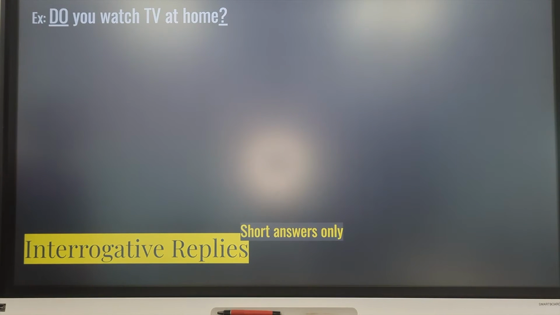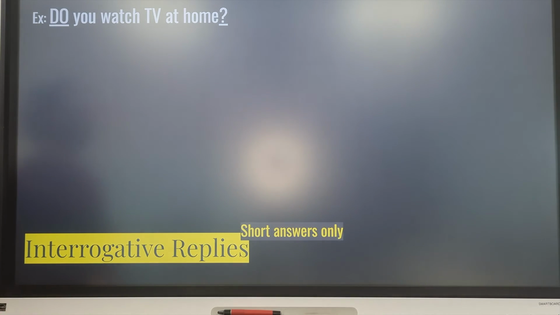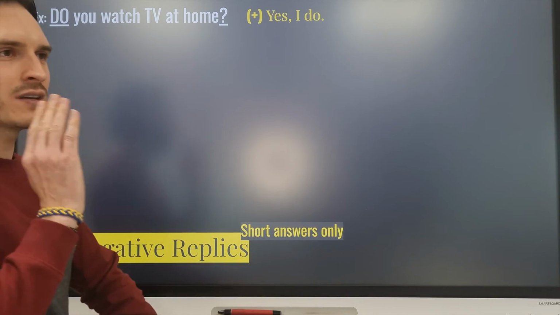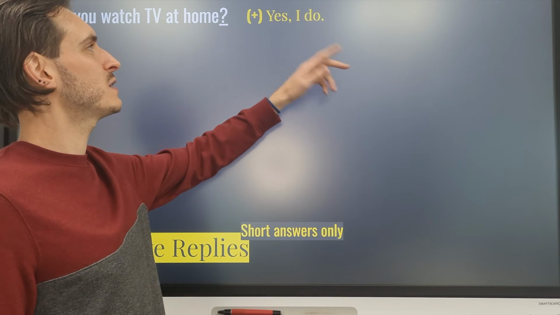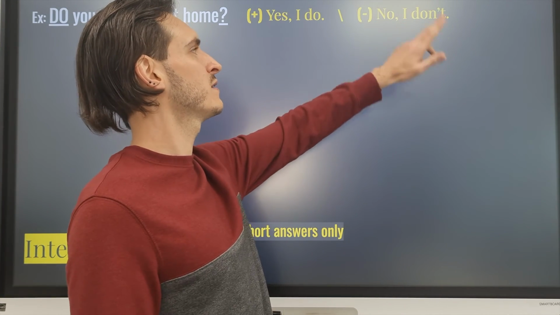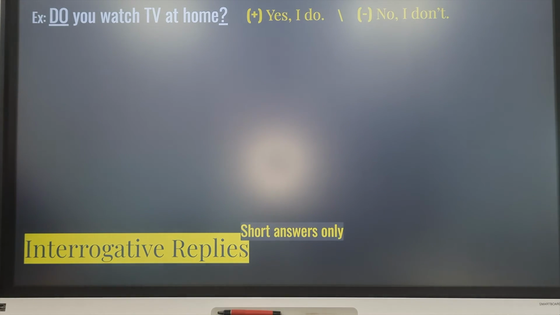Now let's take a look at how to answer when we are asked a question or asking a question. We're going to use short answers only, nothing complex. Remember, we are in the simple tense. Our example, do you watch TV at home? If it is a positive, yes, I do. Short, direct. Yes for our positive, subject, and our auxiliary. If it is a negative, no, I don't. Our negative, our subject, our auxiliary, and our negative contraction of not. It's okay. It can be short. Doesn't need to have more information.